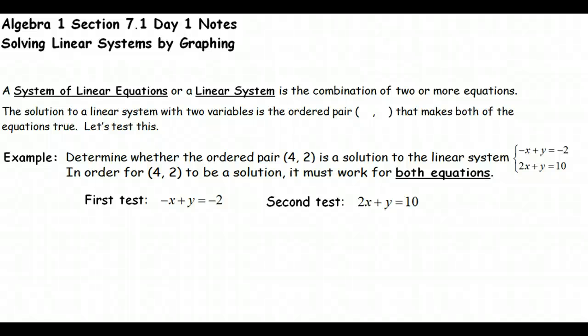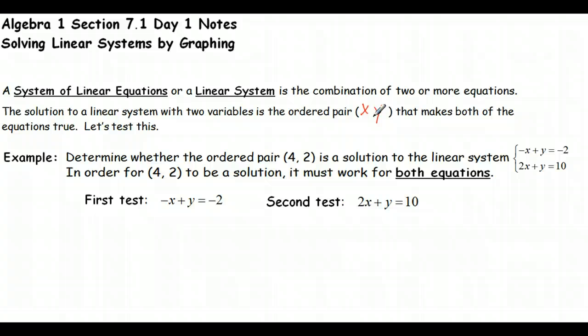7.1 Solving linear systems by graphing. A system of linear equations, also known as a linear system, is the combination of two or more equations. The solution to a linear system with two variables is the ordered pair x, y that makes both of the equations true. So let's test this.